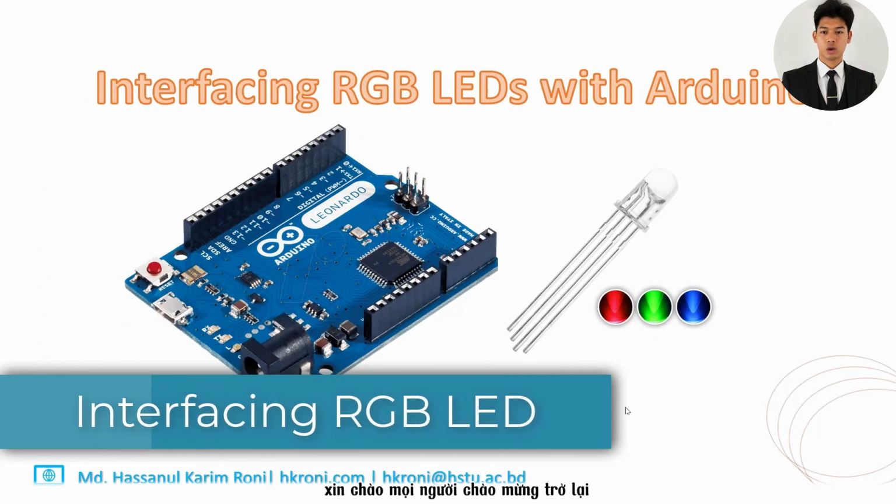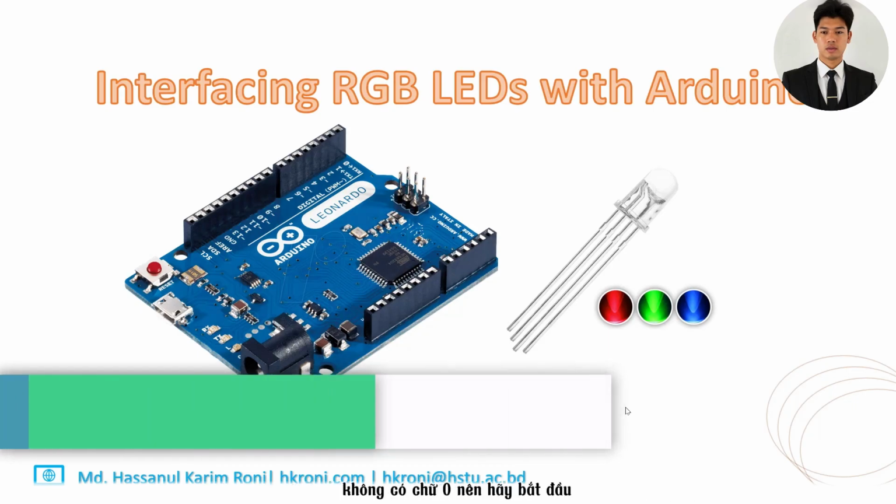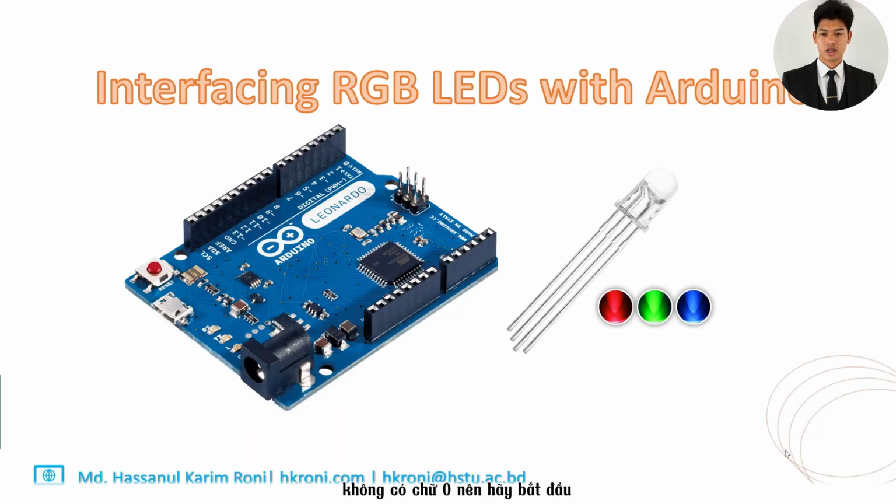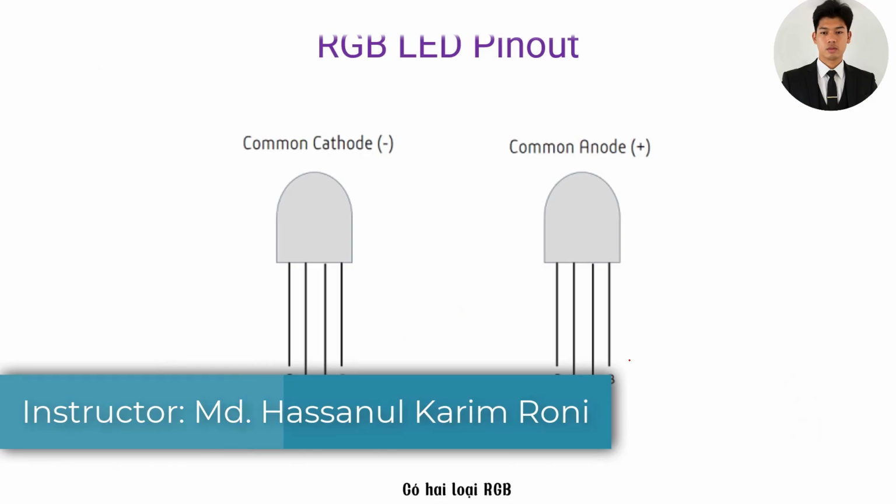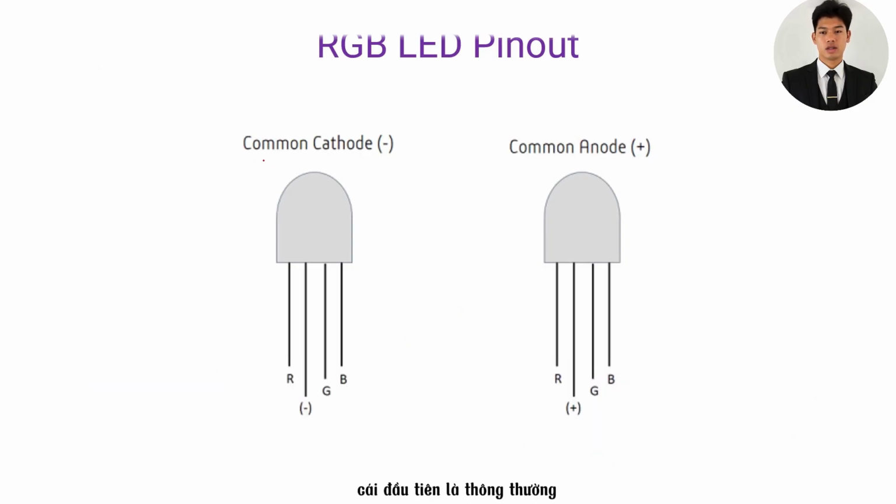Hello everyone, welcome back. In this video, we'll learn how we can interface an RGB LED with Arduino, so let's get started. There are two types of RGB LED. The first one is common cathode, and the second type is common anode.